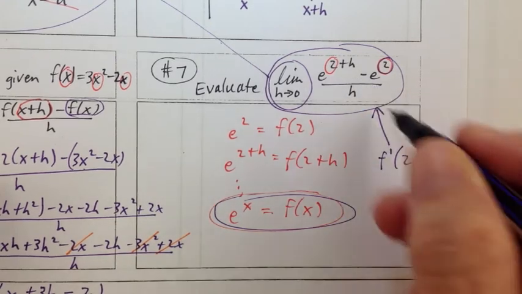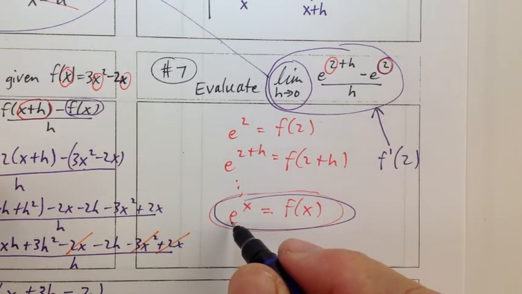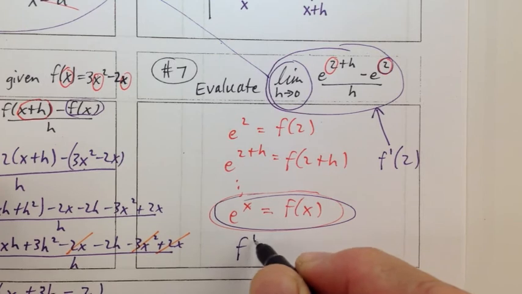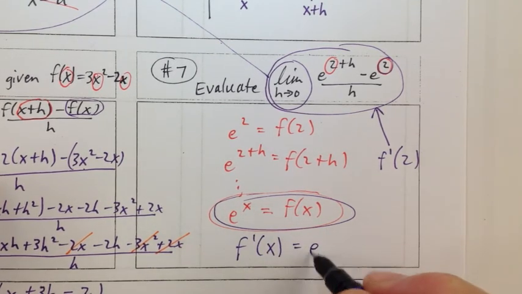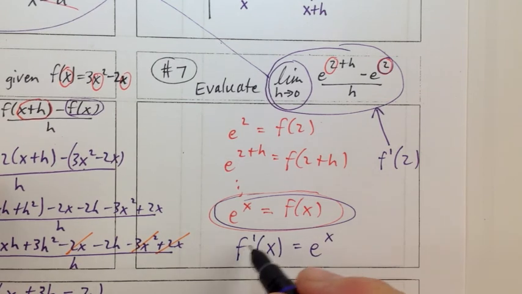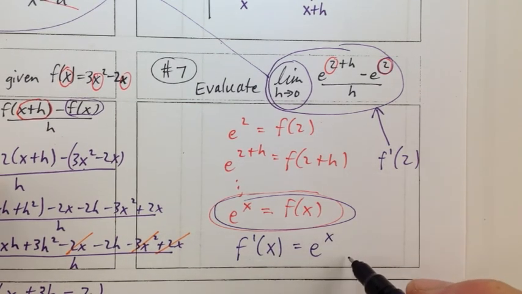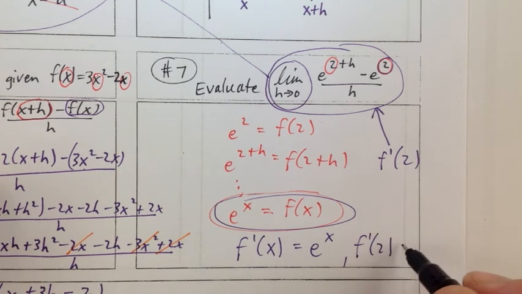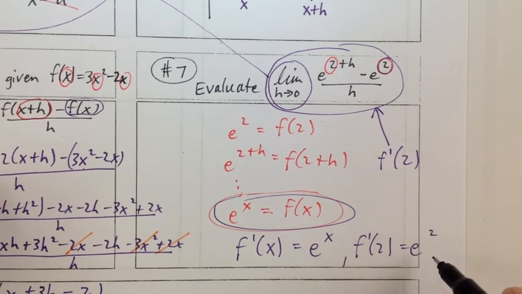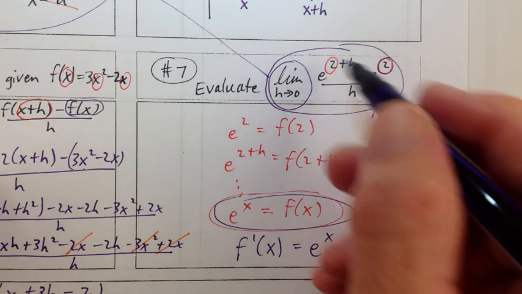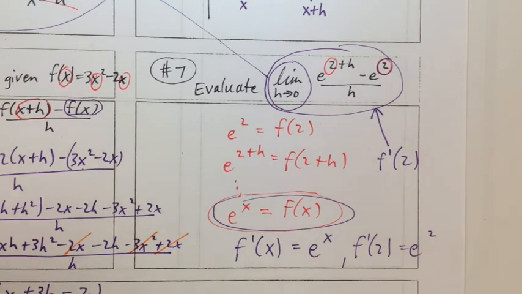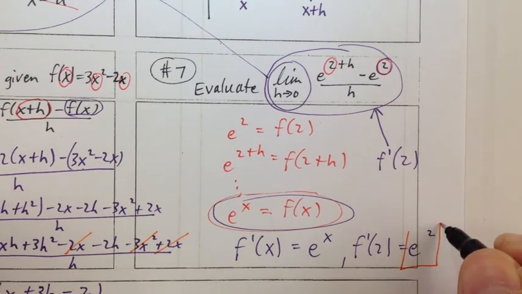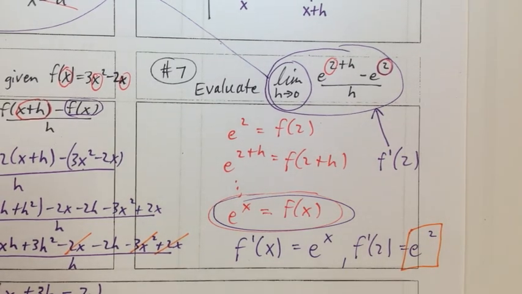And if this is f prime at 2, and f of x is e to the x, then we can easily figure out that f prime of x, we know that the derivative of e to the x is e to the x. So f prime of x is e to the x, that means that f prime of 2 is e squared. Well, if this thing is f prime of 2, and we're trying to figure out what f prime of 2 is, we just figured it out. Whoa. We just figured it out. E squared. That's it.